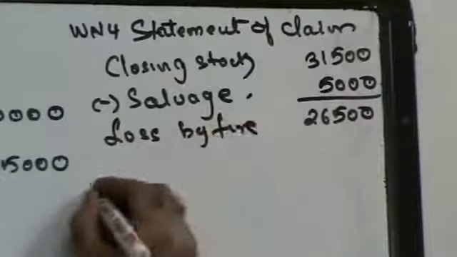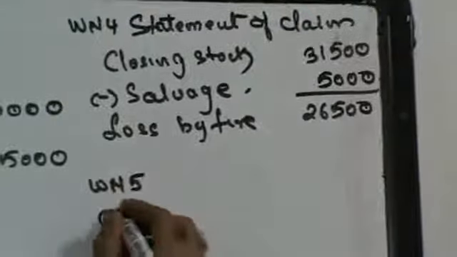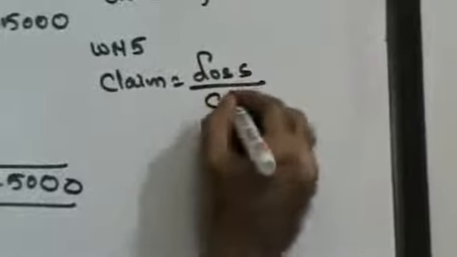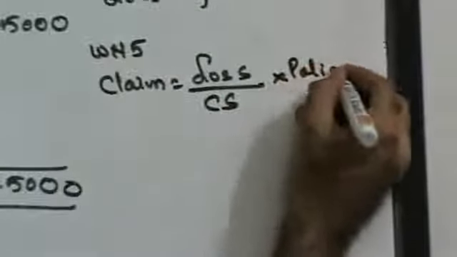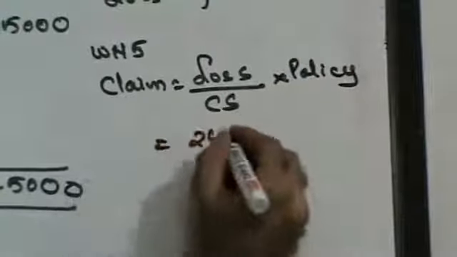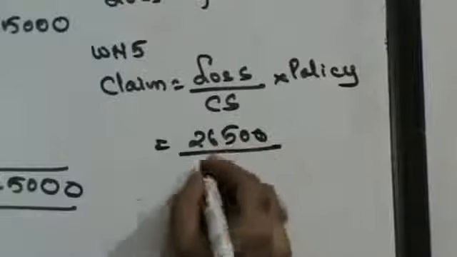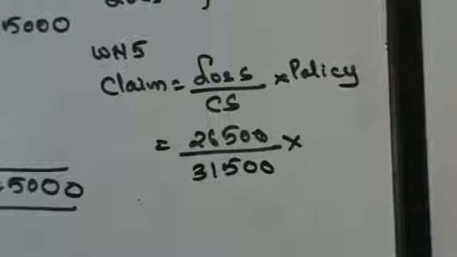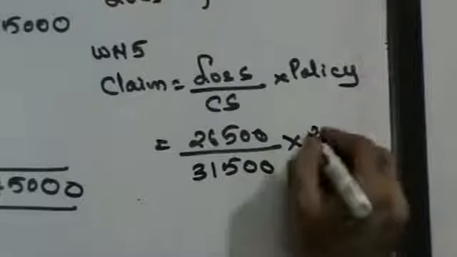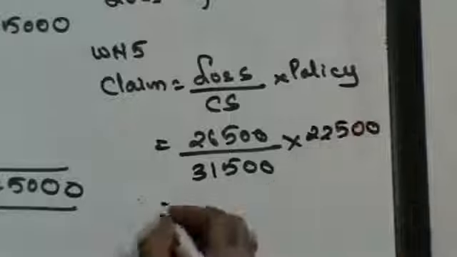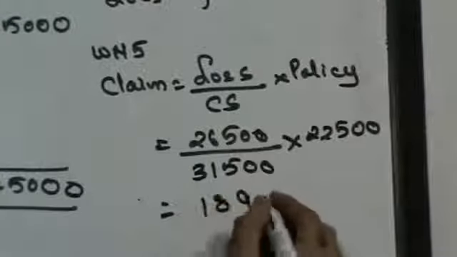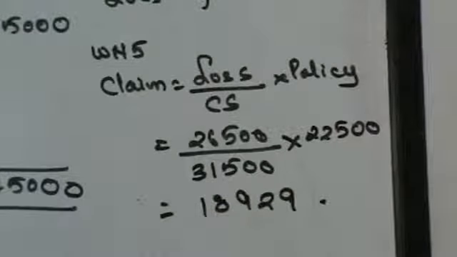Once I have loss by fire, then I can find out my claim amount. Claim is loss by fire upon closing stock into policy amount. Loss is 26,500, closing stock is 31,500, policy amount is given to you as 22,500. Right? When you work this out, your claim should come to 18,929. Right? Okay, we'll stop this here for the day. Thank you very much.